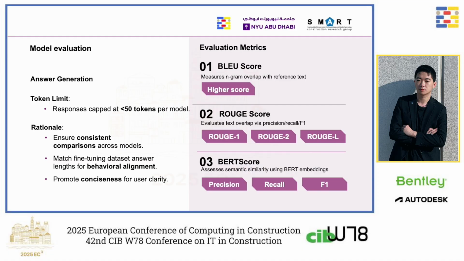To measure performance, we ran each model's output through 3 standard NLP metrics. BLEU score for vocabulary and structure overlap, ROUGE score for content recall and precision, and BERT score for deep semantic similarity. Together, this gives us a clear, objective picture of the accuracy and coherence.